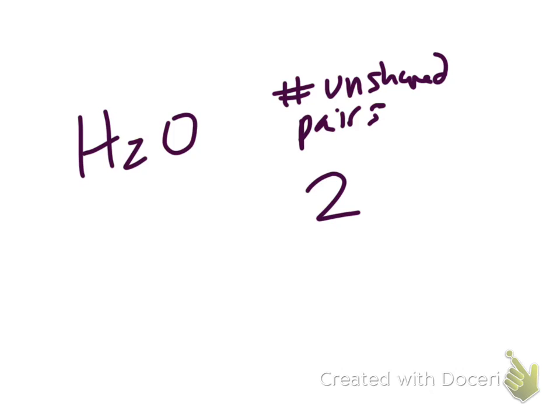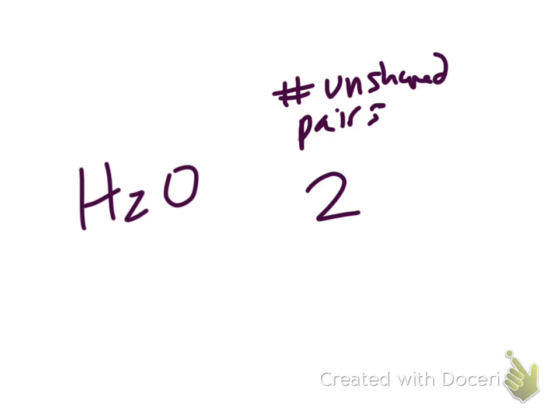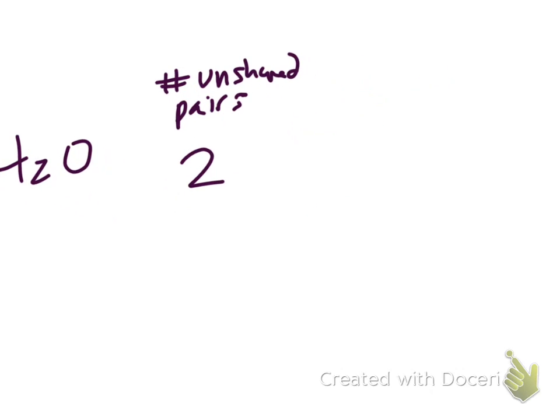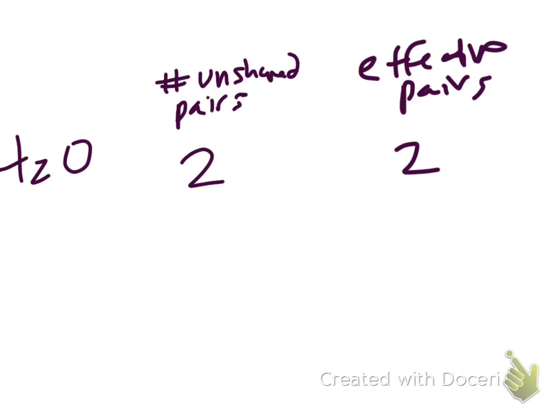Total number of effective pairs around the central atom. And for that, the number of effective pairs is the total number of atoms that are hooked to that central atom. So for water, that's also 2 for H2O. I'll show you an example where that's different than the number of bonds. In this case, there are also just 2 bonds.